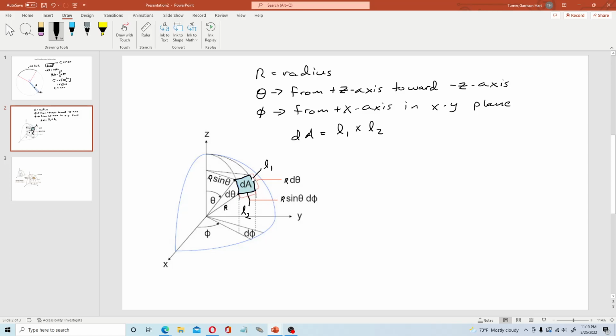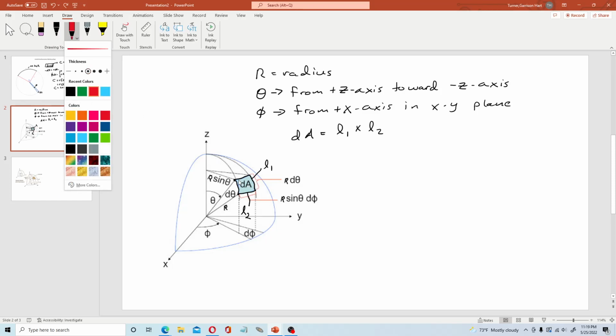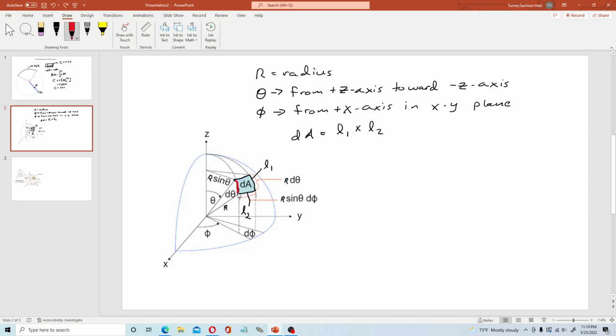Now, what is length 1? So length 1, this side right here, let me do it in a different color perhaps. Okay, so this side right here is an arc length of width d theta, and we're at the surface of the sphere, so we have a radius r. So this arc length along the surface is going to be r d theta, and that's where this comes from.